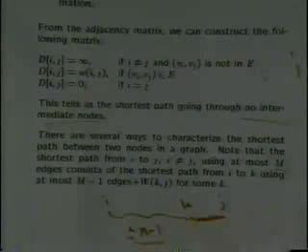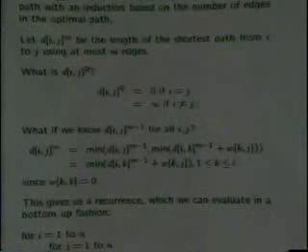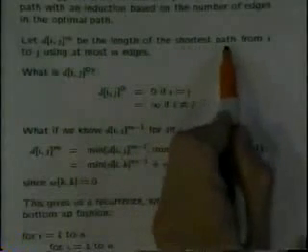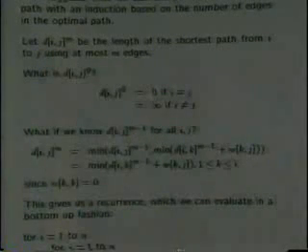That said, I claim this will give us a recurrence relation. And I want people to understand the recurrence relation. Let d_ij superscript m represent the shortest path from i to j using at most m edges. How many edges is this going to be from i to j? At most m. At most m means it could be 1, it could be 2, it could be up to m. Can't be m plus 1.